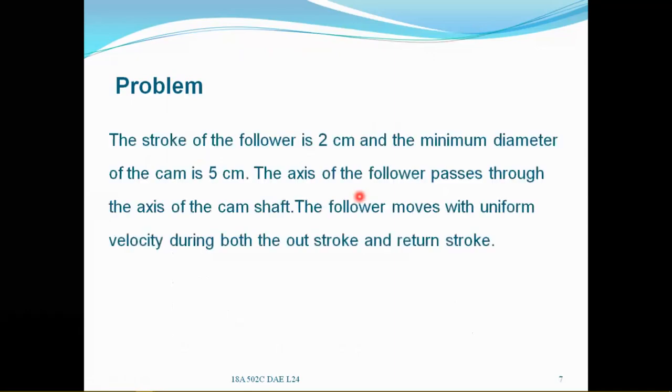Let us have a small problem in this regard, where the knife edge follower moves with uniform velocity. Here is the problem. The stroke of the follower is 2 centimeters, that is 20 mm, and the minimum diameter of the cam is 5 centimeters, that is 50 millimeters. The axis of the follower passes through the axis of the camshaft. That means it is simply a radial follower, not an offset follower. The follower motion is uniform velocity during both outstroke and return stroke.